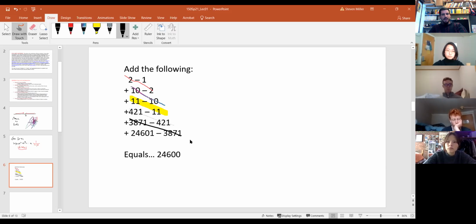Could you add them up line by line? Absolutely. But if you look at it the right way, the problem is significantly easier. And that's one of the goals of this class, is I want to try to show you good ways to look at the algebra.